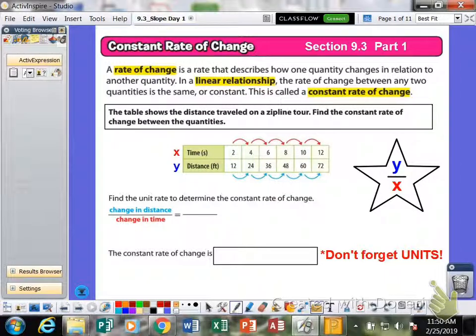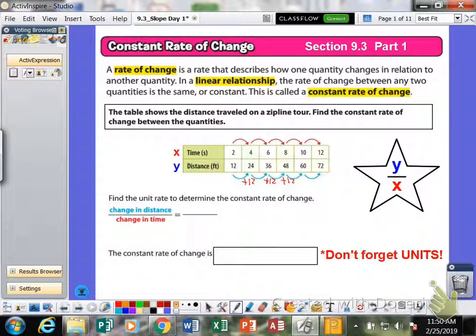So, the table shows the distance traveled on a zipline tour. Find the constant rate of change between the quantities. So, our change in distance from one to the other, in this case, is 12. Okay, and our distance here is our y. Notice we're going from 12 to 24. We're adding 12. 24 to 36. We're adding 12. 36 to 48. We're adding 12, and so on and so forth. And that's going to continue forward.